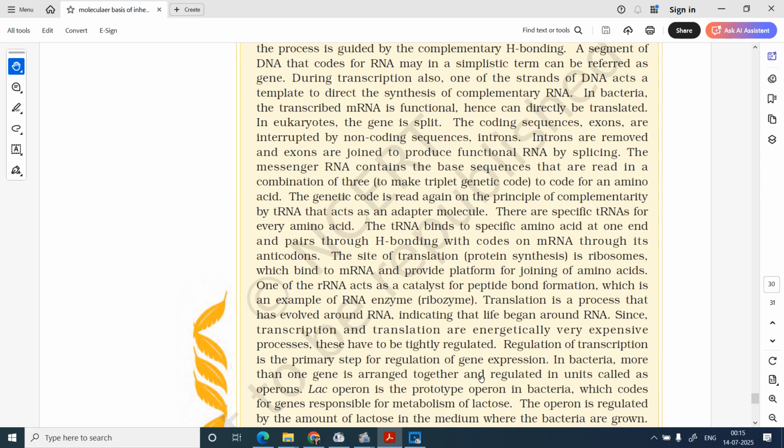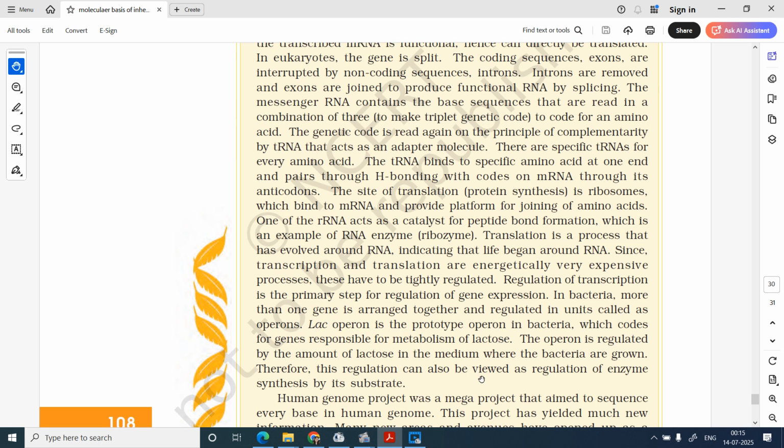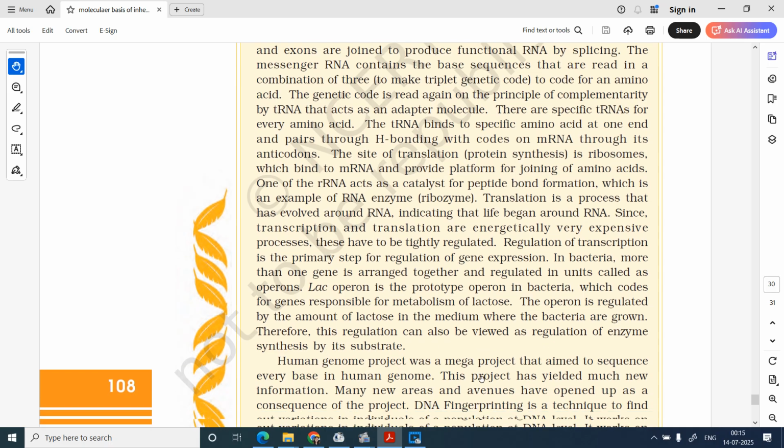Since transcription and translation are energetically expensive processes that have to be tightly regulated, regulation of transcription is the primary step for regulation of gene expression. In bacteria, more than one gene is arranged together and regulated in units called operons. Lac operon is a prototype operon in bacteria which codes for genes responsible for metabolism of lactose. The operon is regulated by the amount of lactose in the medium where the bacteria are grown. Therefore, the regulation can also be viewed as regulation of enzyme synthesis by its substrate.